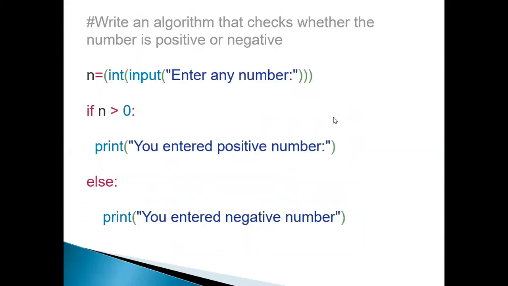Here you can see the Python code, as you know that. First we have to take input with integer conversion. If n greater than 0, if this condition is true, this message will appear. Otherwise, it will display on the basis of else, the negative number. Okay, sir.